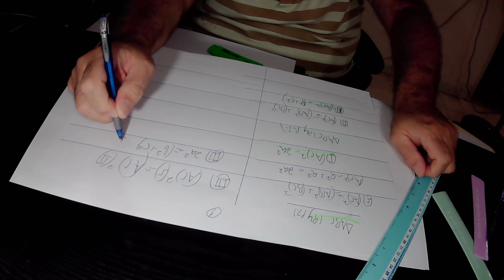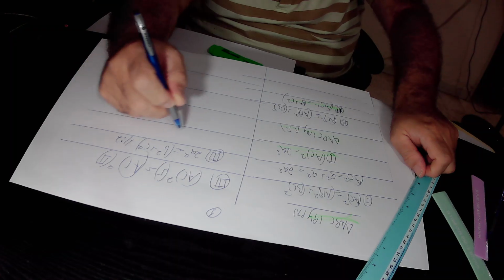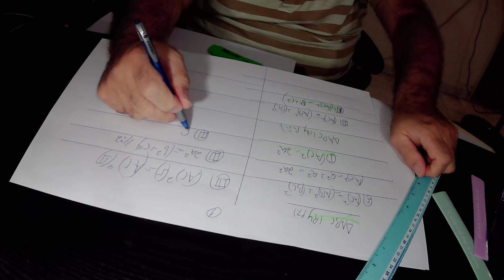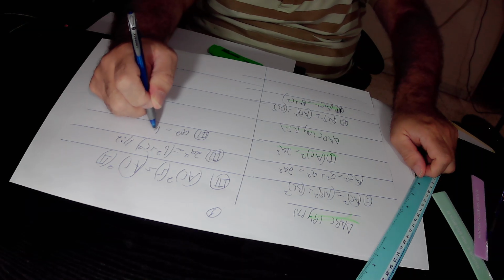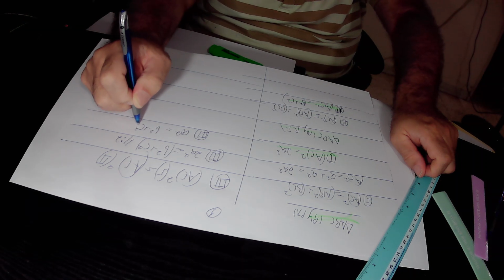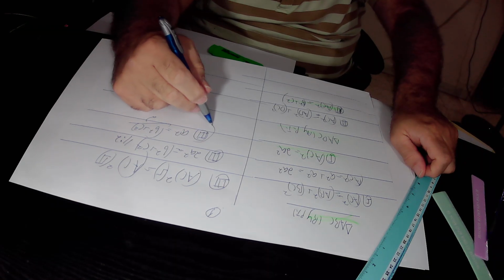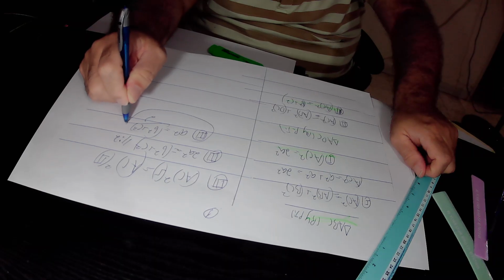Here we divide this equation 3 by 2, and finally we get that A squared equals (B squared plus C squared) over 2. And again, according to equation 3, A squared equals (B squared plus C squared) over 2.